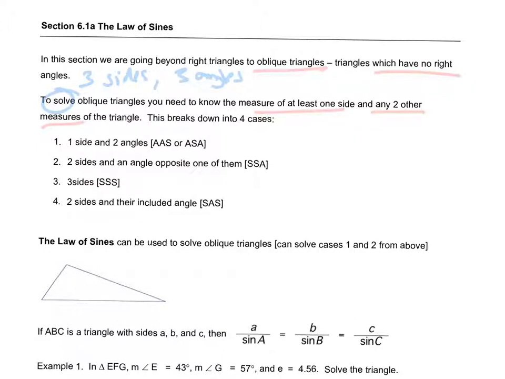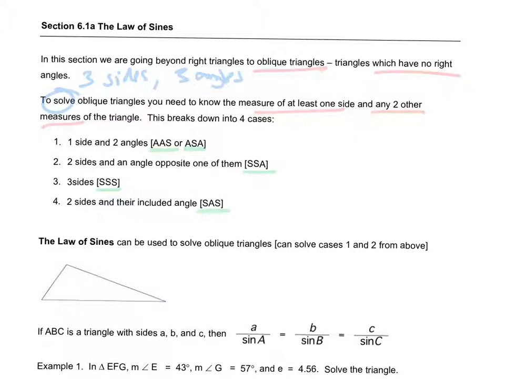The things we know fall into four cases. We may know one side and two angles. That side may be in between them, in which case we call it angle, side, angle, or it could be not between them for angle, angle, side. We could know two sides and the angle opposite, SSA. We could know all three sides, or we could know two sides and the angle that is in between those two.